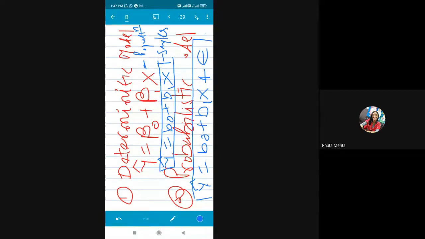Do you understand the difference between the deterministic model and the probabilistic model? In the deterministic model, there is no chance for any kind of errors. It is all about surety. But where we are talking about the probabilistic model, because we are predicting something, it might be right, it might be wrong. So that's why it is denoted by epsilon, that is errors.